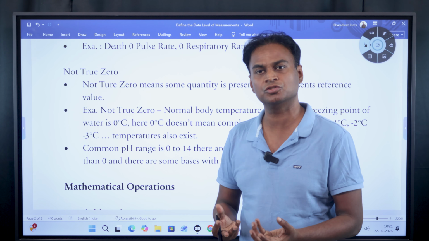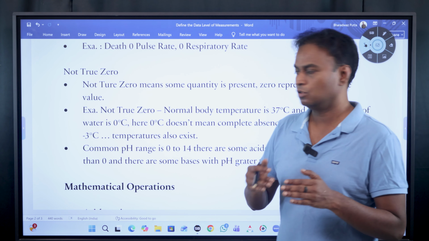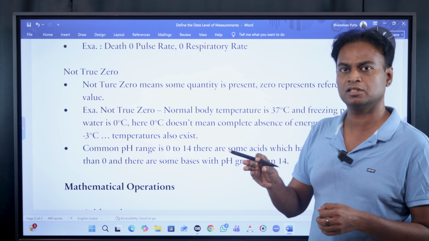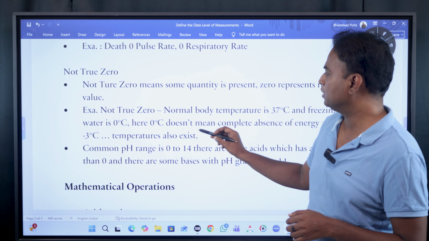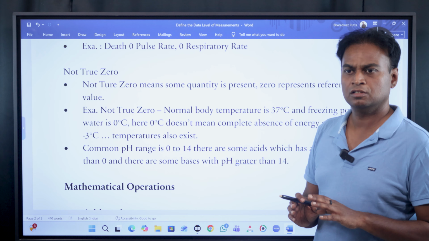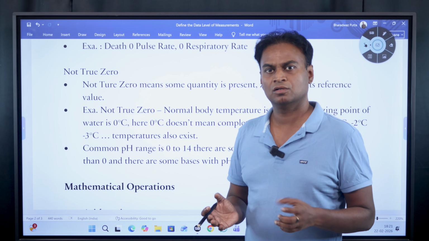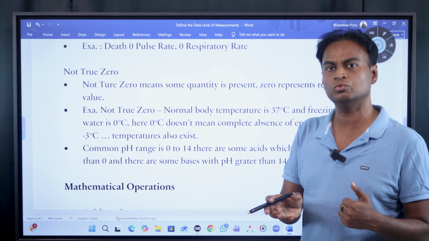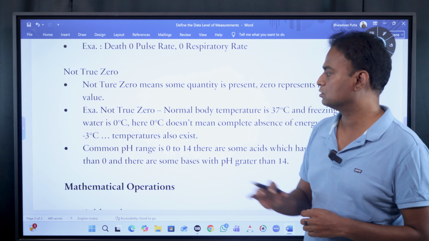There will be some energy in every body, but to calculate we have started at some other place where we consider it as 0. If it is 0, it should not have any temperature, but -1 is also there, which means 0 is not a true 0. That is known as not true 0.